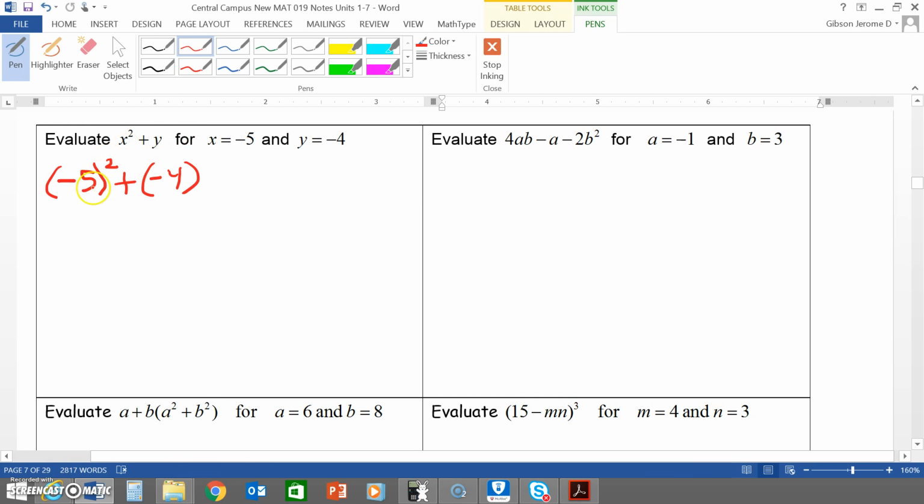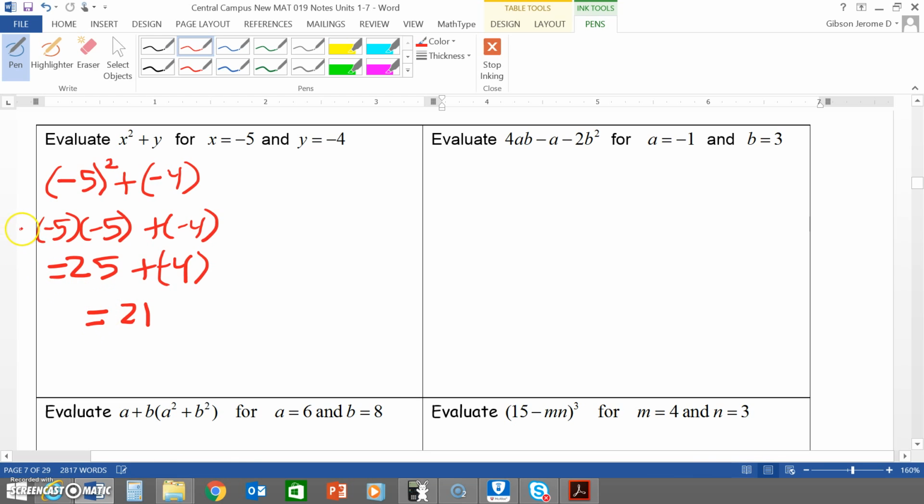So now, we substitute in -5. -5 in parentheses squared is the same as -5 times -5. Then we could bring down our plus -4. -5 times -5 is a positive 25, plus a -4. Now they have opposite signs, so you would subtract. 25 minus 4 is 21, and since 25 is positive, it will remain a positive 21.